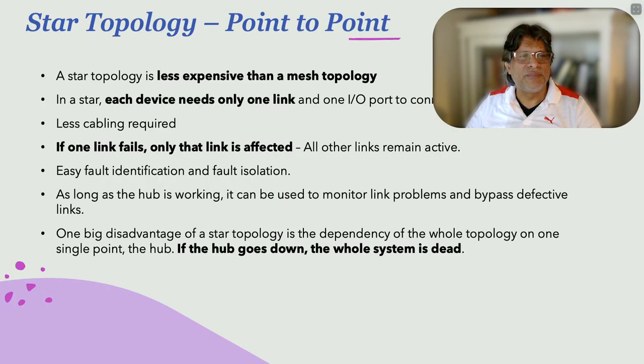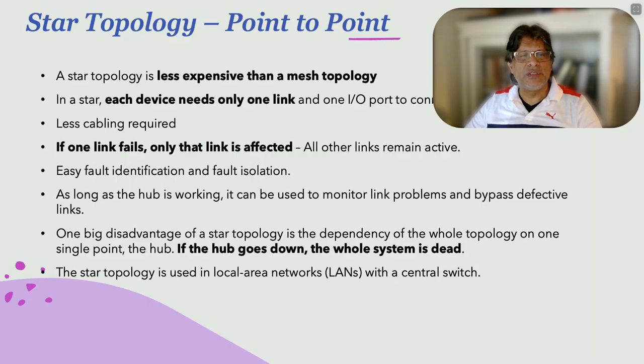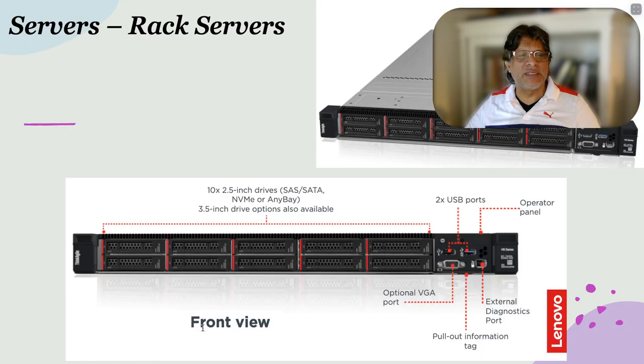One big disadvantage, however, of the star topology is the dependency of the whole topology on one single point, which is the hub or the switch. If the hub goes down, the whole system is dead. The star topology is very commonly used in a local area network with a central switch. In real life scenarios, which involve servers, we want to connect the servers to multiple switches to avoid a single point of failure.